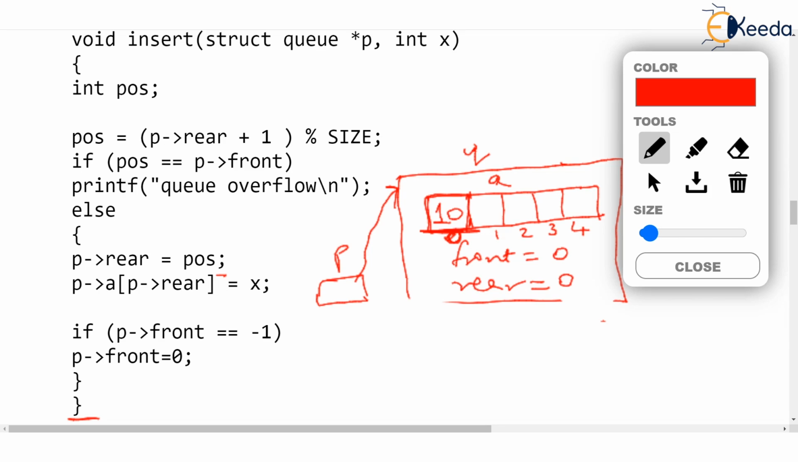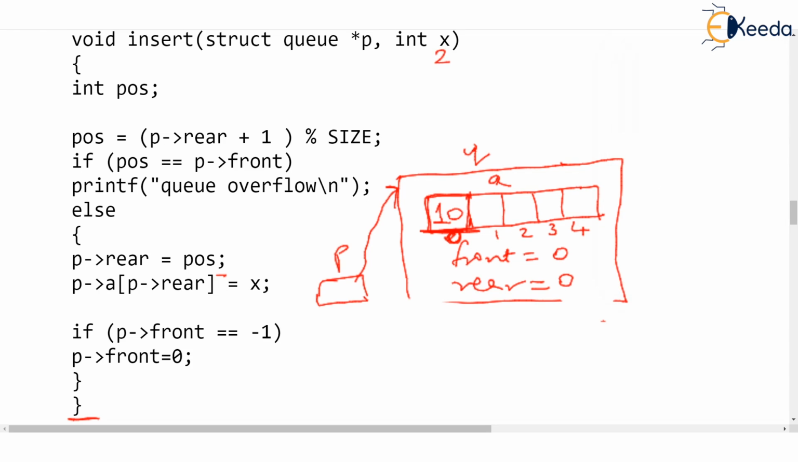Okay, so let's try to insert 20 in the queue now. Watch the queue again, drawn in the box. Only 10, that is front is 0 and rear is also 0. Let's try to insert 20. Now the pause will be calculated as rear plus 1.